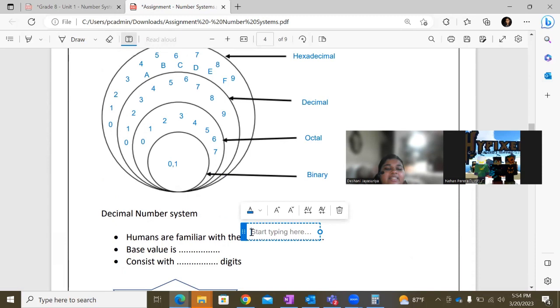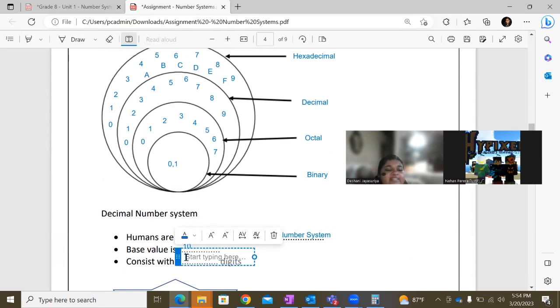So humans are familiar with the decimal number format. Okay? So we are using the normal ones as decimal. So the base value of that is 10, and it has 10 digits. Okay? So these are the important points of each number system that I have added. 3 sentences here to show that, right? So these are the important 3 points of the decimal number system.